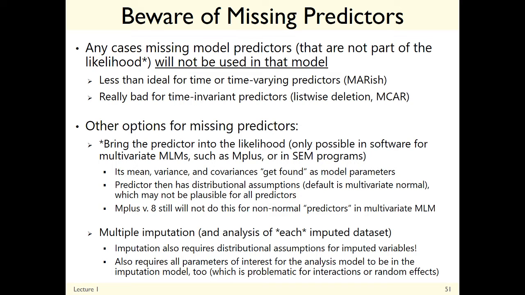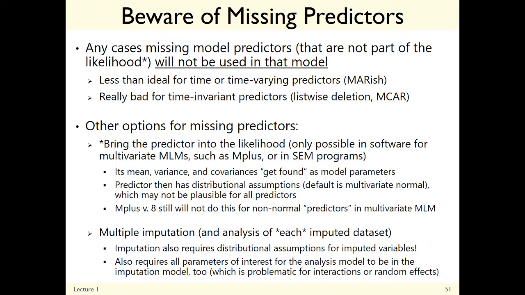So how do you know that you have enough things in the imputation model, and how do you know that you have the right conditional distribution for all of that stuff? Those are the tricky parts. So what I tend to do is just not use cases with missing data, because that's the safest thing in terms of not making any additional assumptions.